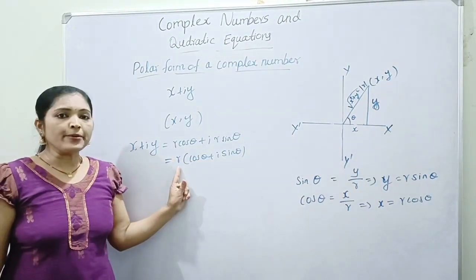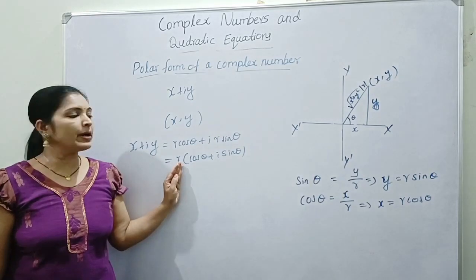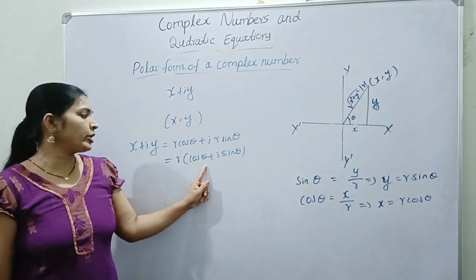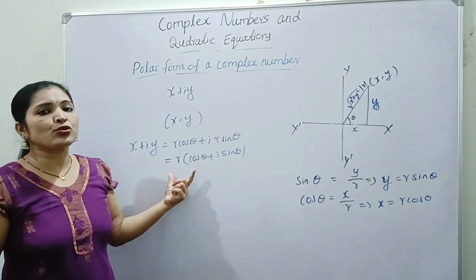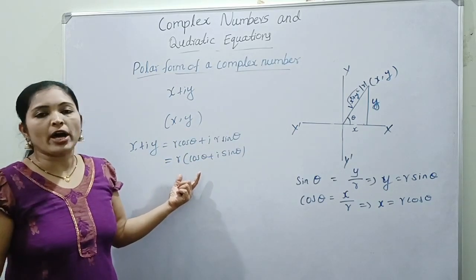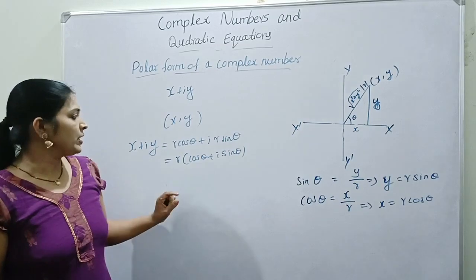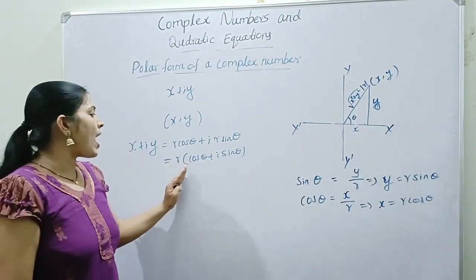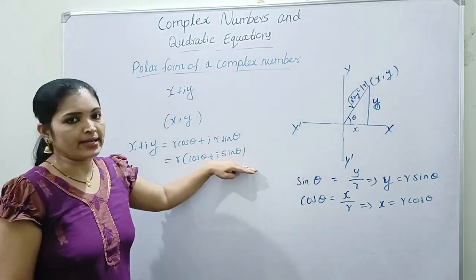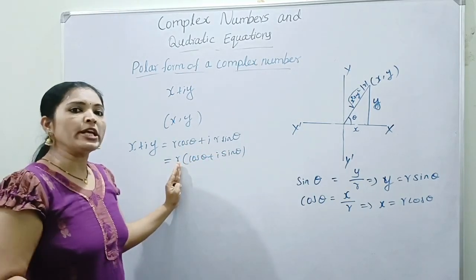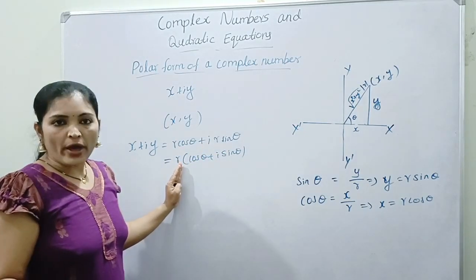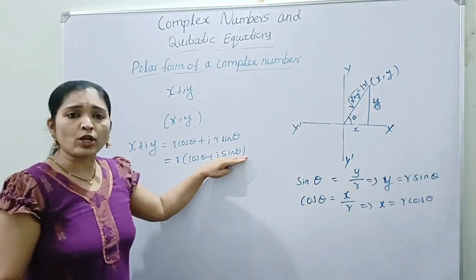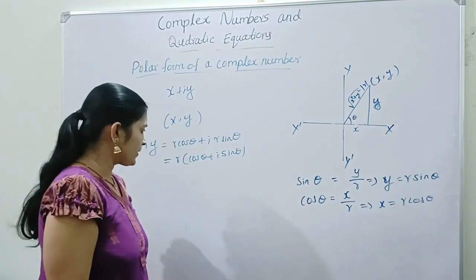Here r is the modulus of the complex number and theta is the argument of the complex number. It's very important, we will be asked to find the modulus and argument of a given complex number. So remember, the polar form of a complex number is r into (cos theta plus i sin theta). r is nothing but the modulus of the complex number, that is the square root of x square plus y square, and theta is the argument of the complex number.